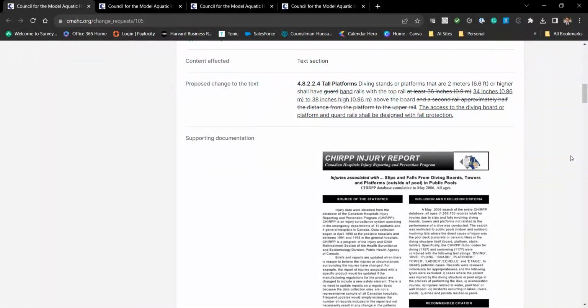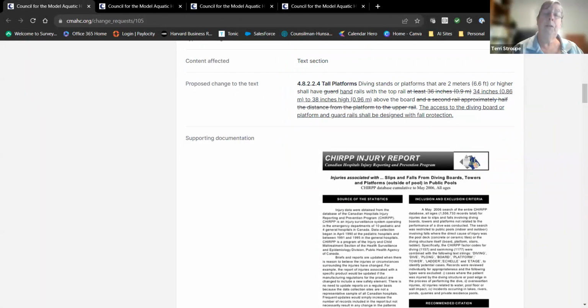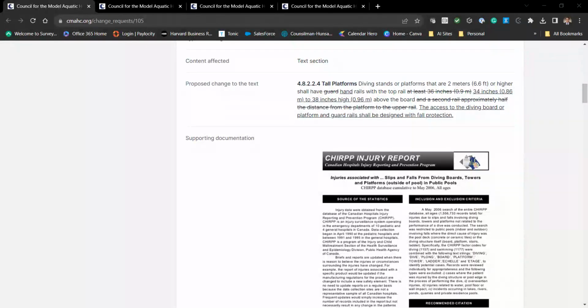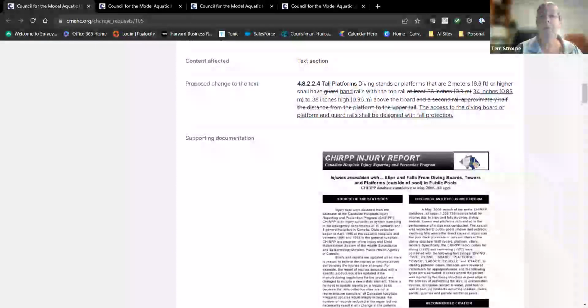I'm having trouble visualizing what's being struck out there. A second rail approximately half the distance from the platform to the upper rail. Okay, so it's a double handrail. Yeah, one basically 34 to 38 inches protection and another one half that height. Yeah. Okay.